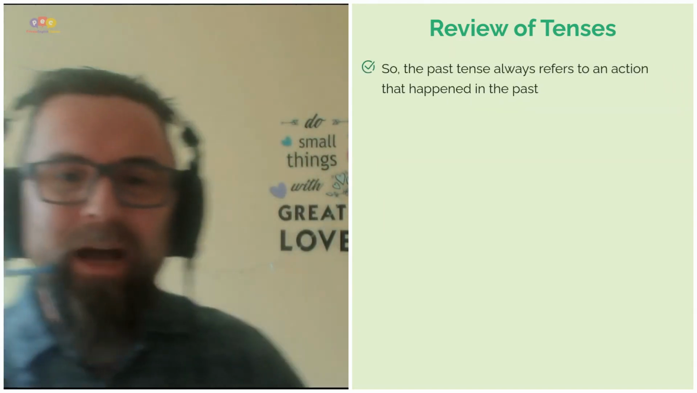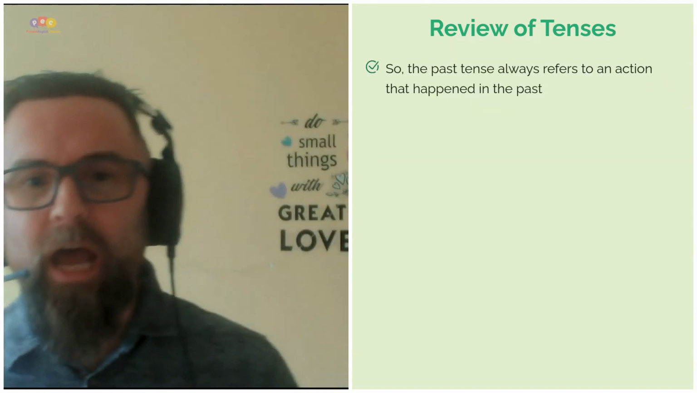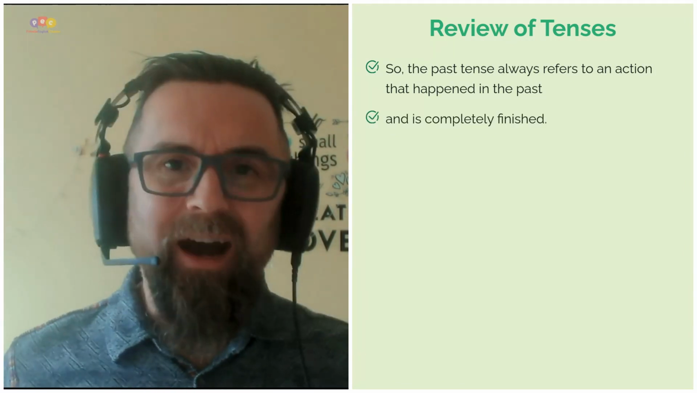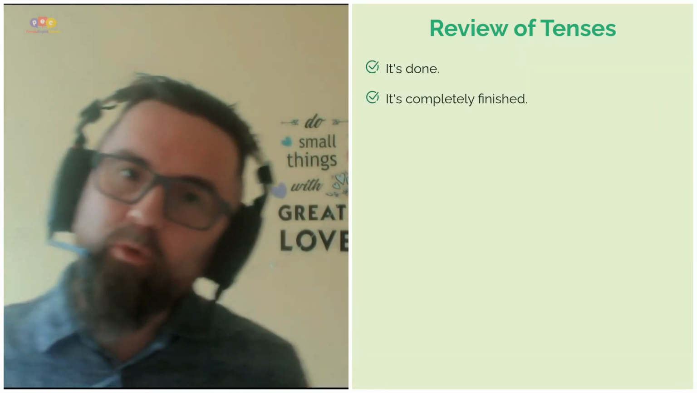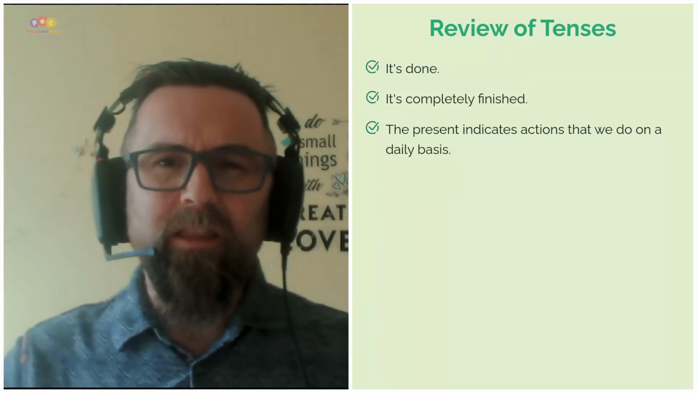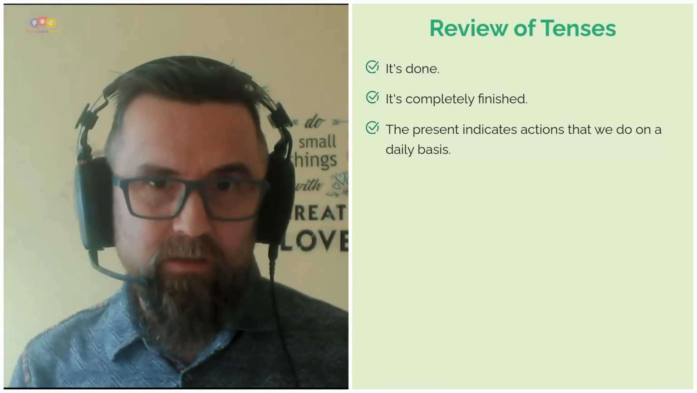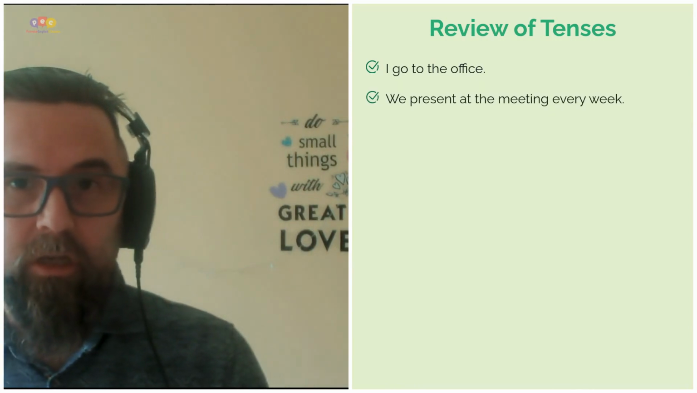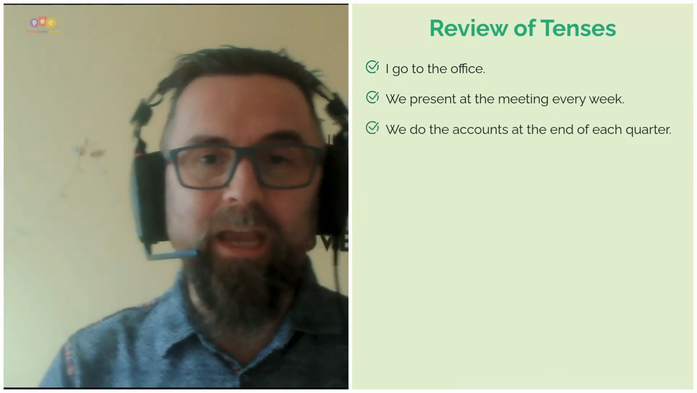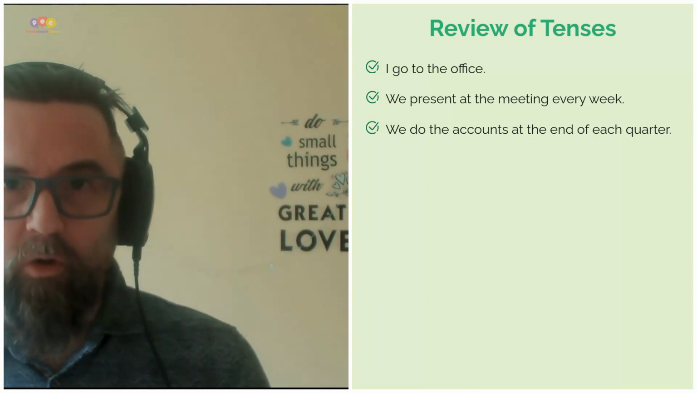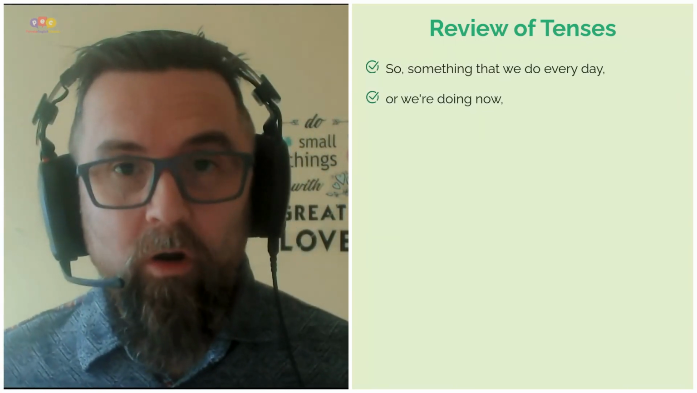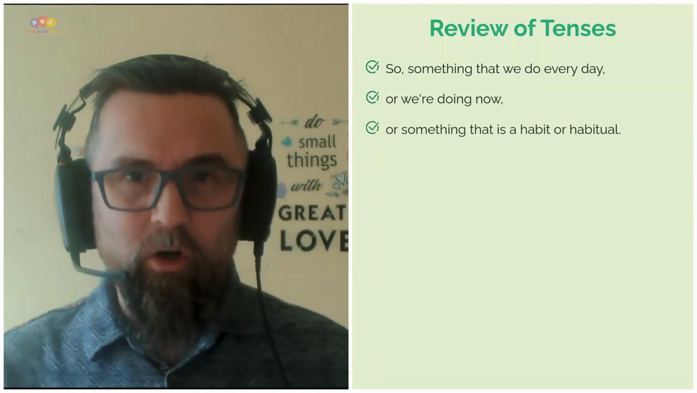You have to know how to use them. So the past tense always refers to an action that happened in the past and is completely finished. Okay, I completed the project. Boop, it's done. It's completely finished. The present indicates actions that we do on a daily basis. I go to the office. We present at the meeting every week. We do the accounts at the end of each quarter. So something that we do every day, or we're doing now, or something that is a habit or habitual.